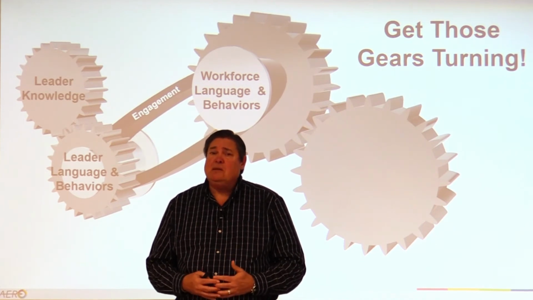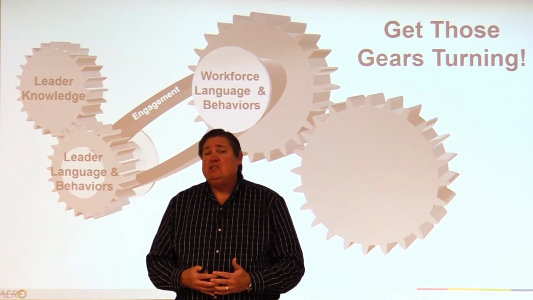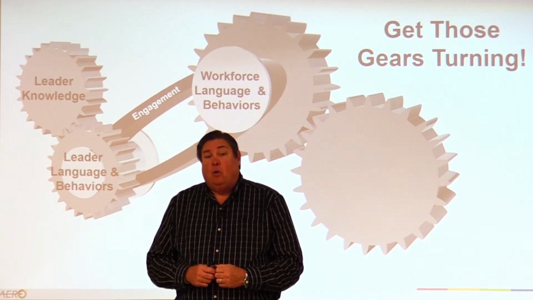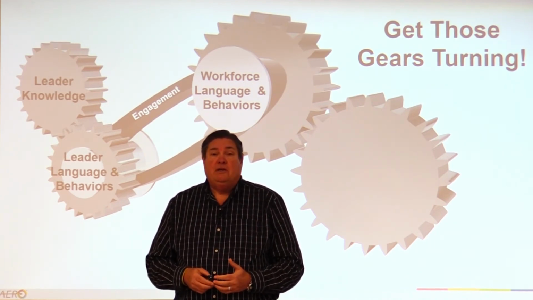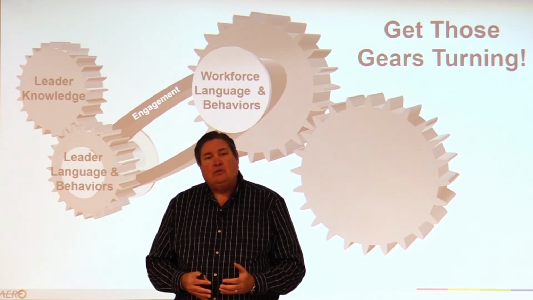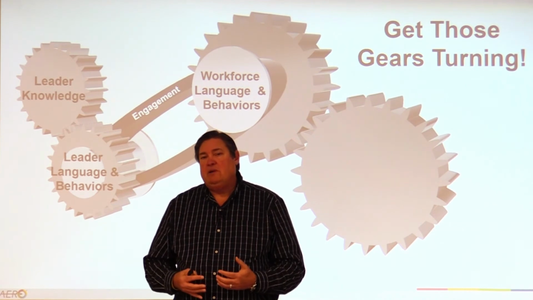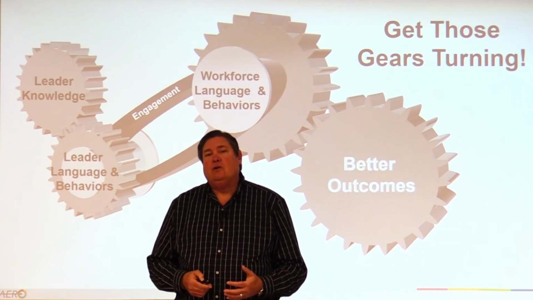You see, the reason it's a belt is if this belt is too tight, then you're going to get a machine that's inefficient, or your outcomes will be inefficient. If you get a belt that's too loose in engagement, then you're not going to have the workforce language and behaviors matching what the leaders learned.